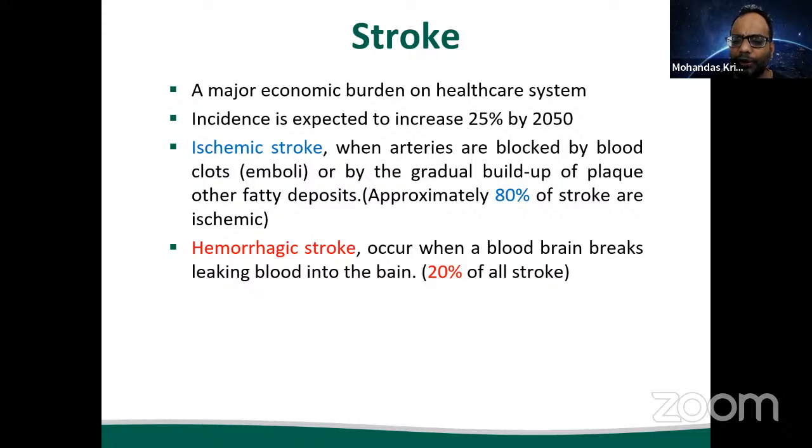So one thing you can understand, when the blood is involved, it is hemorrhagic. When the clot is involved, it is ischemic. 80% of the cases are ischemic and 20% are hemorrhagic. Am I clear in this slide? 2 points to be noted. Stroke, ischemic, hemorrhagic. Ischemic, clot formation, no blood involved. Hemorrhagic, bleed involved. That's it. Two lines. Ischemic, clot. Hemorrhagic, bleed. You understood? Yes, sir.